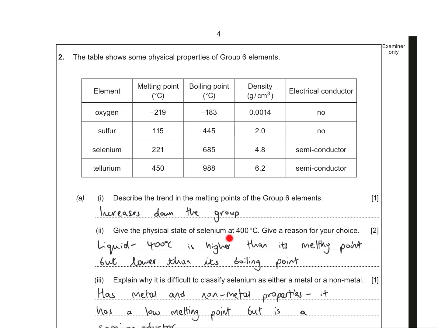Give the physical state of selenium at 400 degrees. So I'm going to look at selenium, which I've just put a little red star next to. Selenium's melting point is 221 and boiling point is 685. So 400 sits directly in the middle of those. So what that means is that selenium is melted, so it's turned into a liquid, but it is yet to boil. So selenium is a liquid, as 400 degrees is higher than its melting point, but lower than its boiling point.